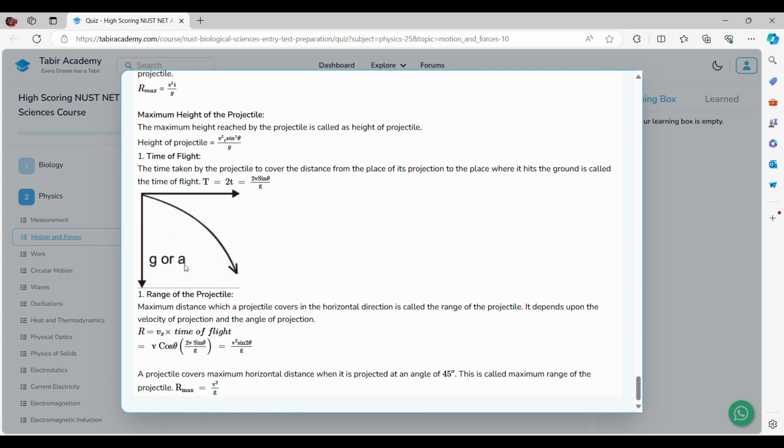Maximum height of the projectile. The maximum height reached by the projectile is called the height of the projectile, which is Vi squared, your initial velocity squared, sin squared theta over g.